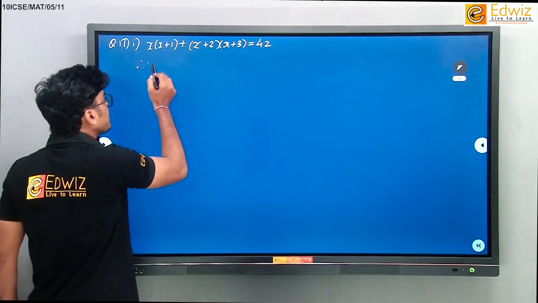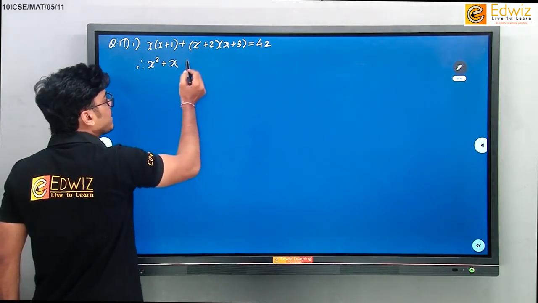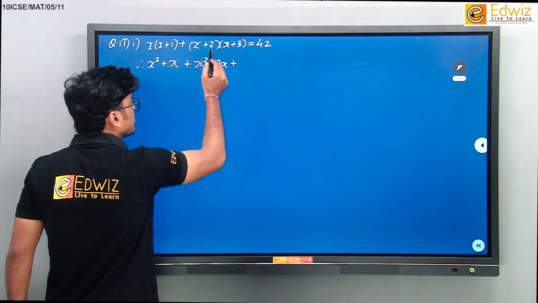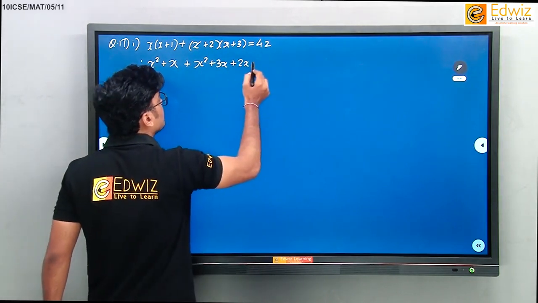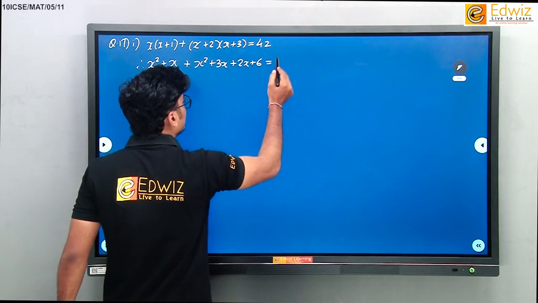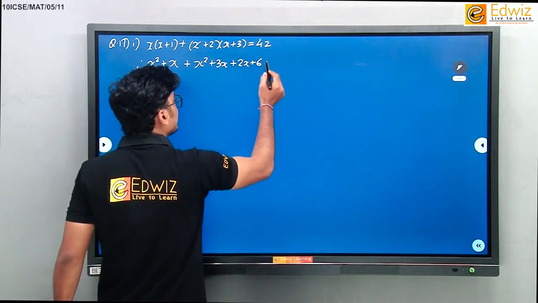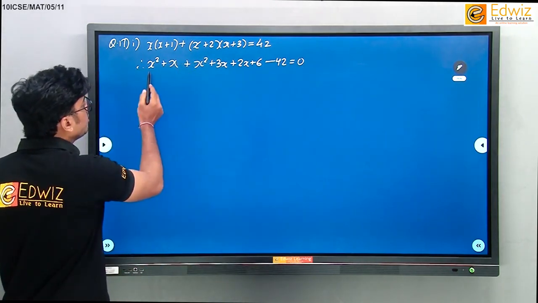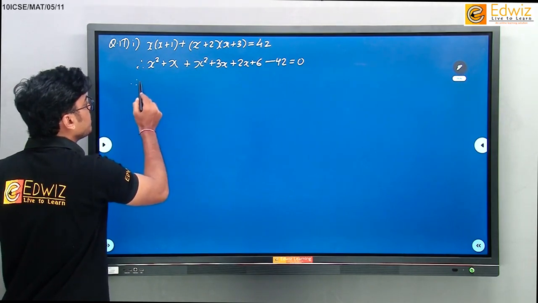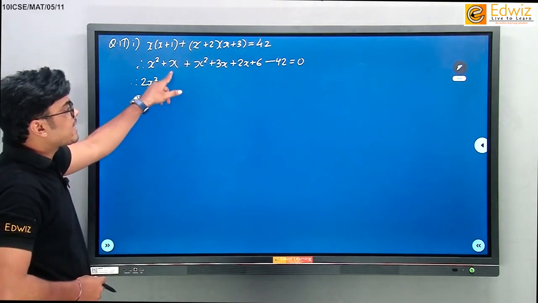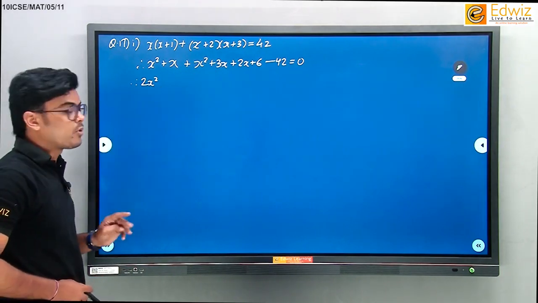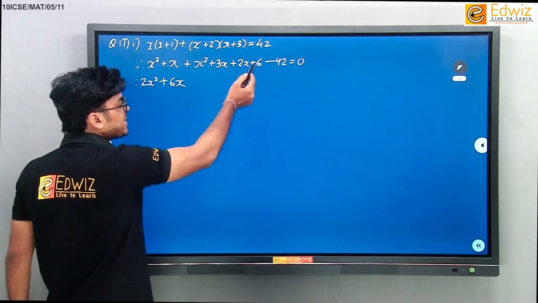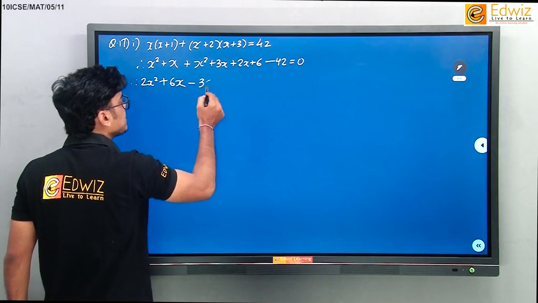If we open the brackets, this will become x square plus 1x, okay, plus x multiplied by x plus 3. So x square plus 3x plus 2 multiplied by x plus 3. So 2x plus 6, 2 3s are 6 equal to 42. So 42 can be brought on the left side. It will become minus 42 equal to 0. Okay, let's simplify the equation. There are two x square terms. So x square plus x square will become 2x square. 1 times x plus 3 times x will become 4 times x and 2 more times, so plus 6x. Then we have plus 6 minus 42, so minus 36 equal to 0.